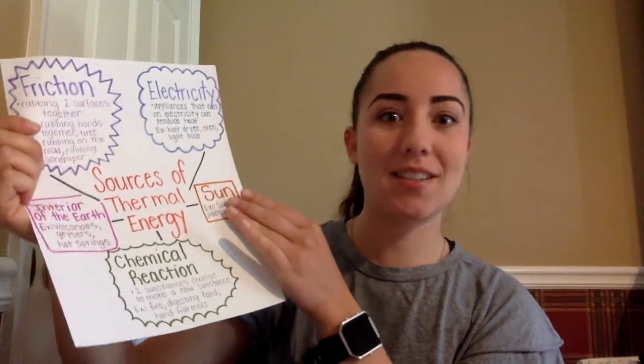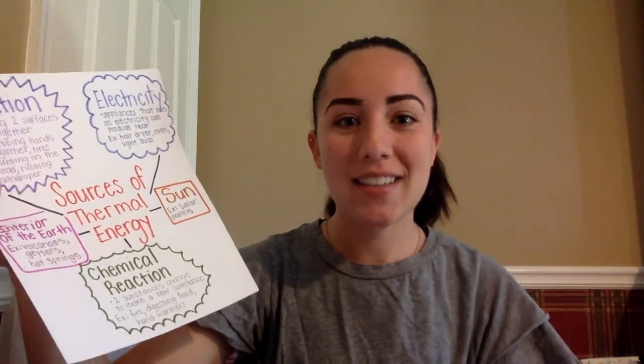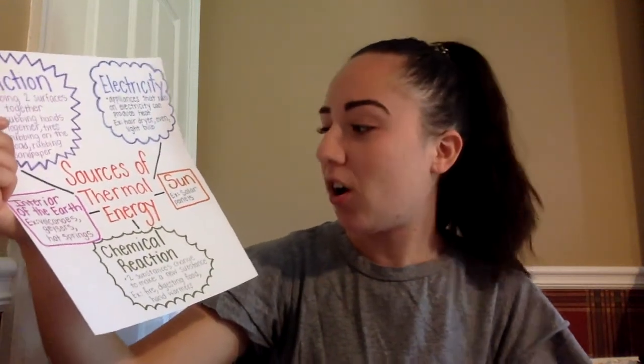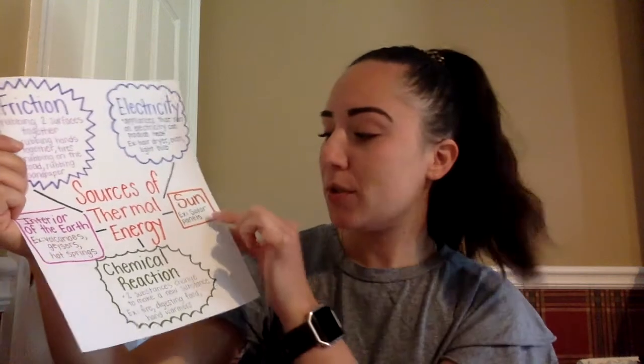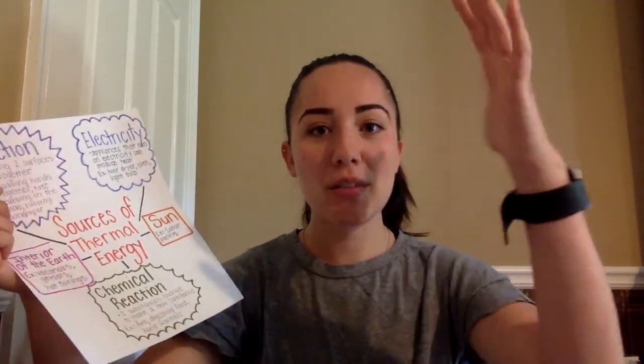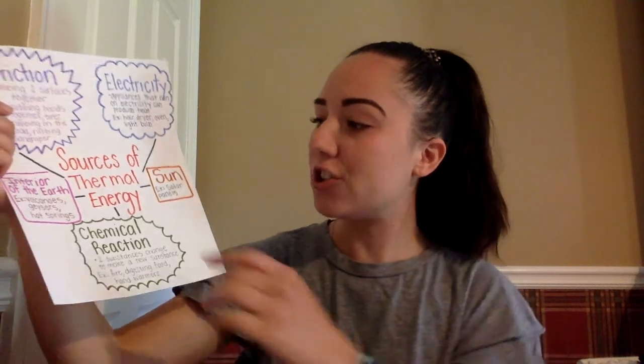Another one we have is the sun. That's simple, right? The sun is making heat all the time. And sometimes you see solar panels on top of houses. And that means that they're using the energy from the sun to get electricity in their house. So the sun is making that heat, that energy.